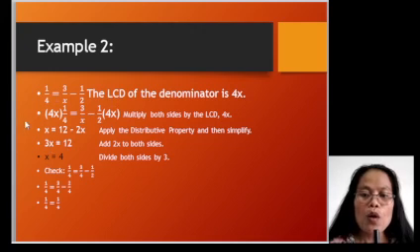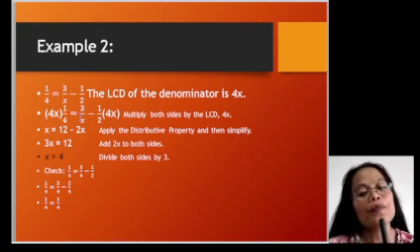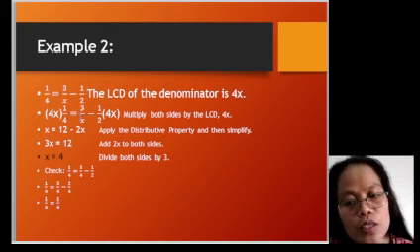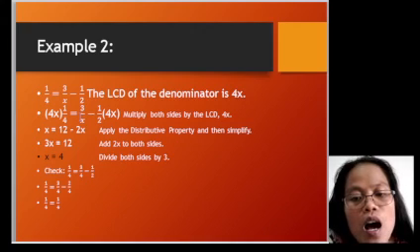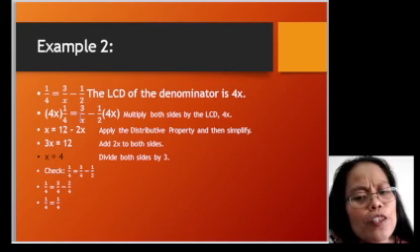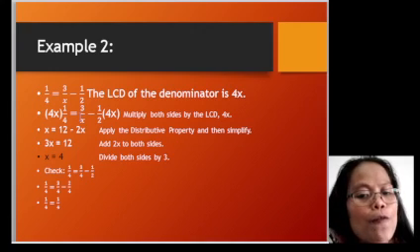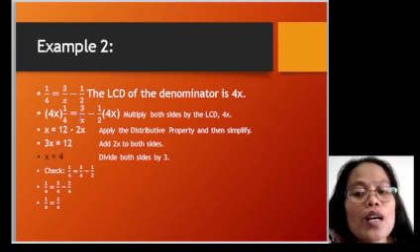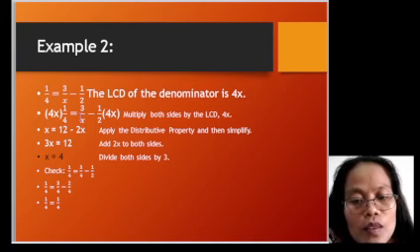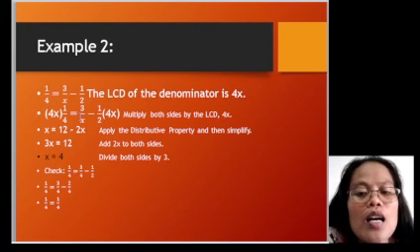So we have here 1/4 equals 3 over x minus 1/2. Now we need to find the LCD of the denominators. So the denominators are 4x and 2. What have you noticed with the denominators? Okay, this combination of numbers and letters. There's 4x and 2. So we need to find the LCD of 4 and 2, and that is 4. And we need to combine also the variable x. So the LCD of the denominator is 4x.